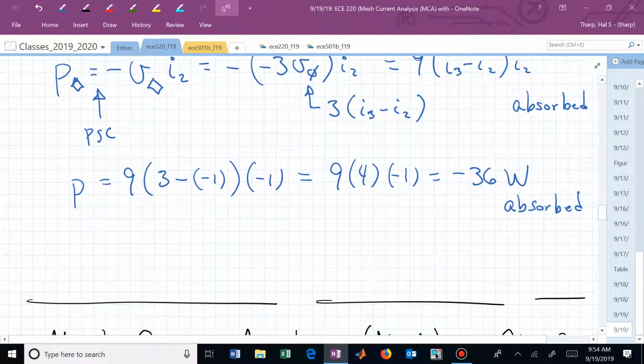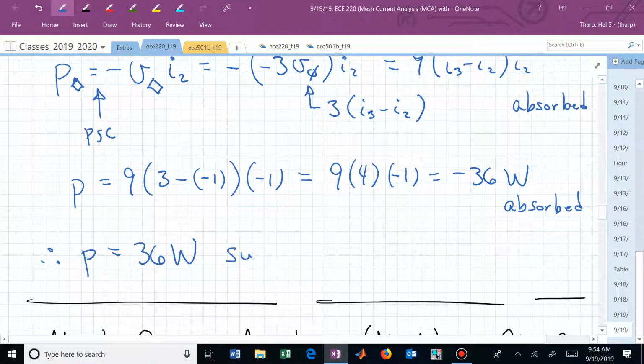Or we could say the power is now 36 watts supplied or delivered to the rest of the circuit.